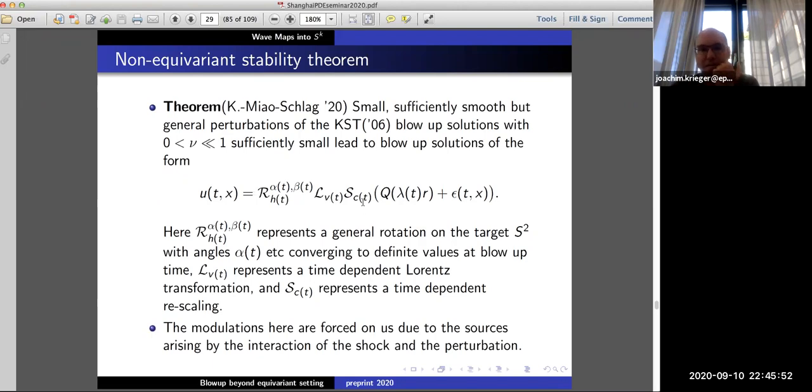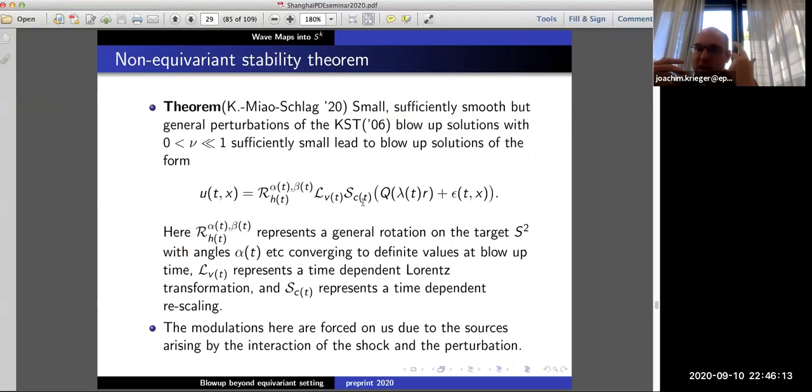So why do you have to modulate now? And really, again, it's a somewhat technical reason. It's because of the presence of these null forms in the nonlinearity which now come up, and the shock on the light cone, which produces terms that are too rough to get good time decay in the iterative scheme.